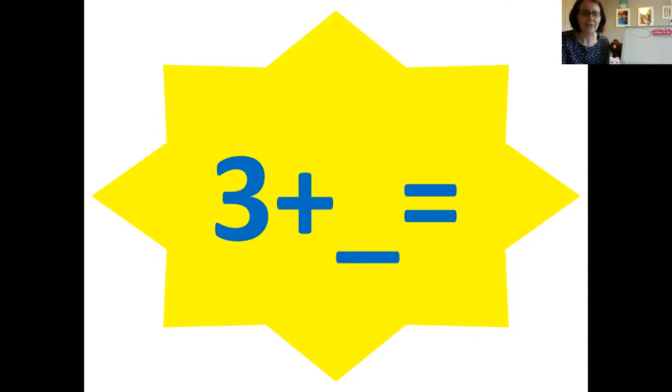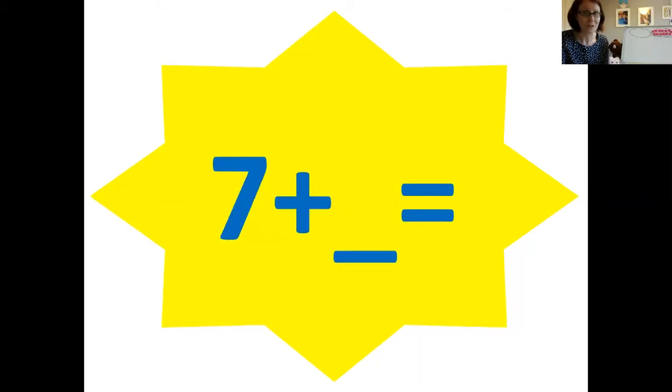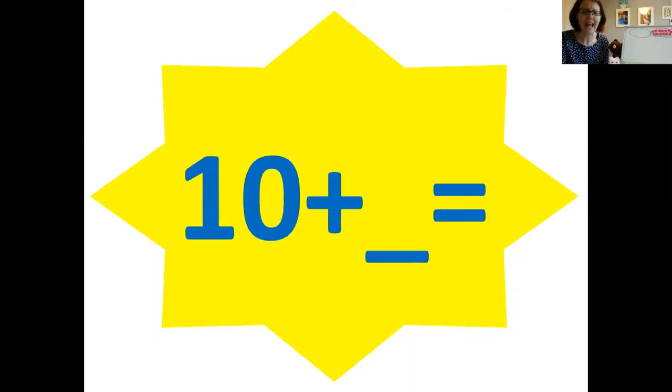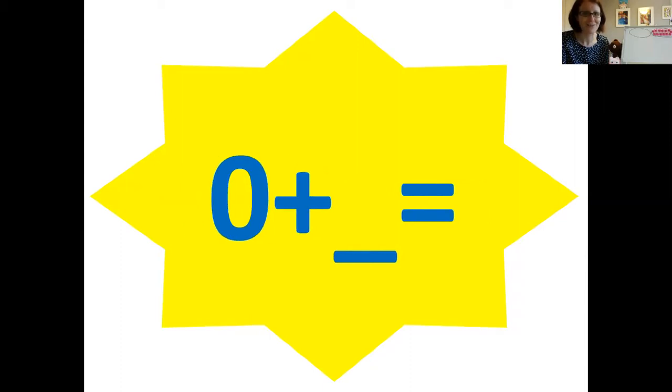3 add something equals 10. 7. Well done. Ooh, switch it. 7 add something equals 10. Very good. 3. Well done. 10 add something equals 10. 0. Well done. Switch it. 0 add something equals 10. That's right, 10. Well done.